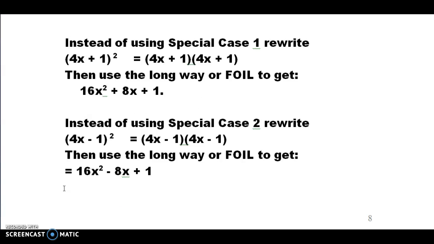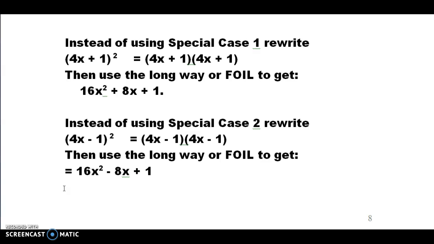So I'll give an example then of using the special case 1, where you have the quantity of 4x plus 1, the quantity squared. We're just going to rewrite that using 4x plus 1 times 4x plus 1. For instance, if we use FOIL to multiply this, we're going to have 4x times 4x, which is 16x to the second. The outside is going to be 4x times 1, which is 4x. The inside is 1 times 4x, which is another 4x. And then the last term is positive 1 times positive 1, which is another positive 1. Combining the inner and the outer terms would give us 8x. So our answer would be 16x to the second plus 8x plus 1.